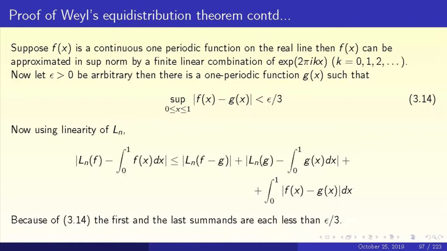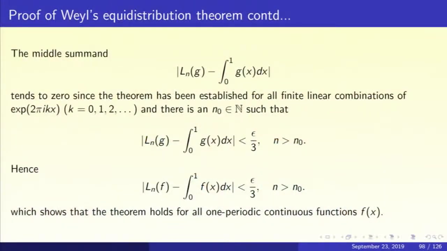Now from 3.14, the last piece is less than epsilon by 3 because integral 0 to 1 mod f x minus g x is less than epsilon by 3. And the first piece is also going to be less than epsilon by 3 because when I evaluate f and g on the points j alpha, add them up and take an average, it is again going to be less than epsilon by 3. So the first and the last summands are both less than epsilon by 3. What about the middle one? Remember that we have proved the theorem for trigonometric polynomials and g is a trigonometric polynomial. And so the middle one will also be less than epsilon by 3 when n is sufficiently large.